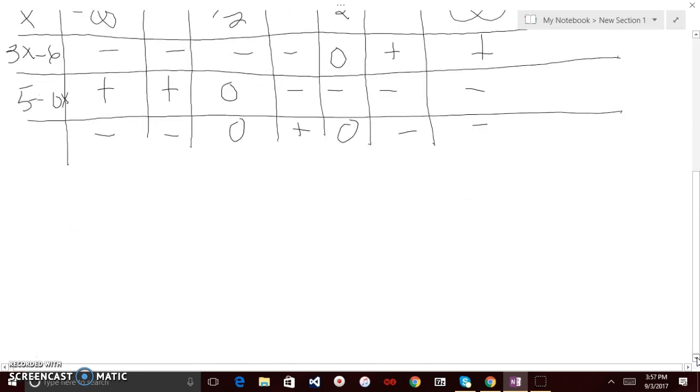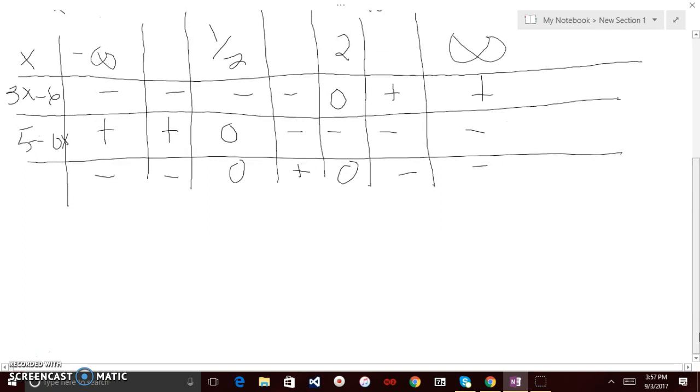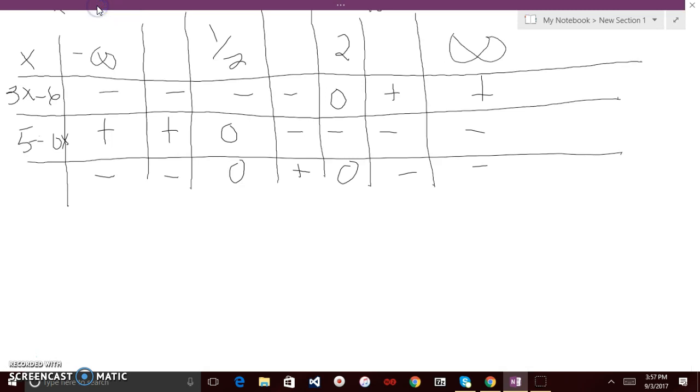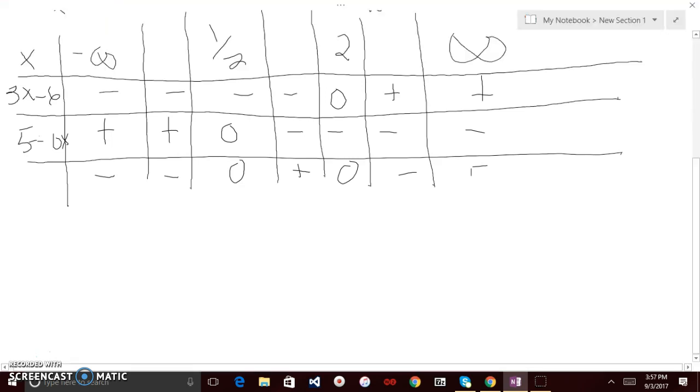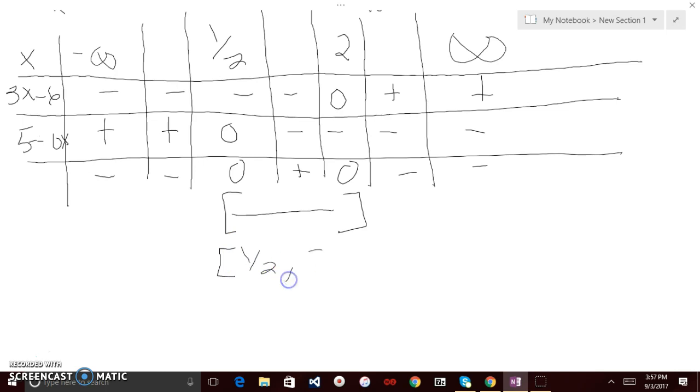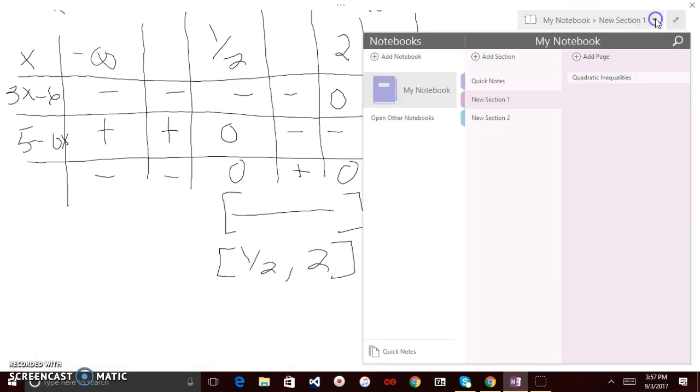So where do we find a set of numbers that are greater than or equal to 0? Well, it's right here, from 1/2 to 2. And so we use closed brackets, because it says greater than or equal to, meaning that they're included in the set. So this would be your answer, 1/2 to 2. And that's your answer.